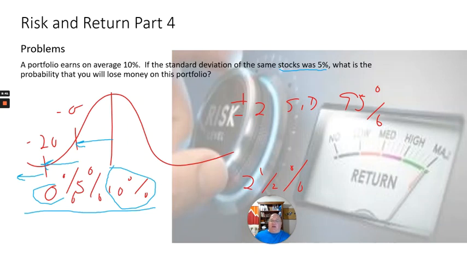If this is 95%, you're going to lose 2.5% over here. So the odds of you losing money are actually about 2.5%, which would be great in the game of stocks, to be honest.